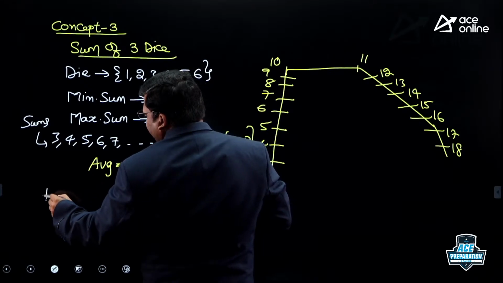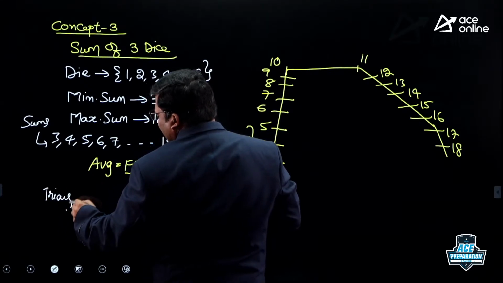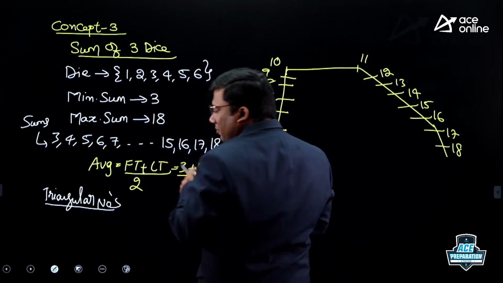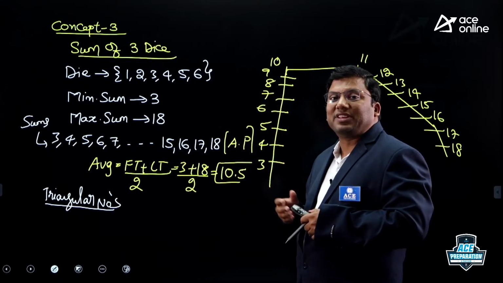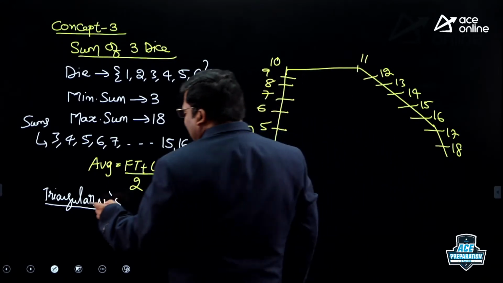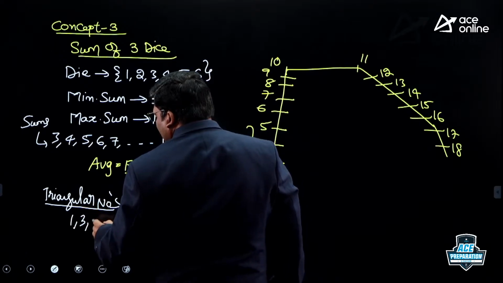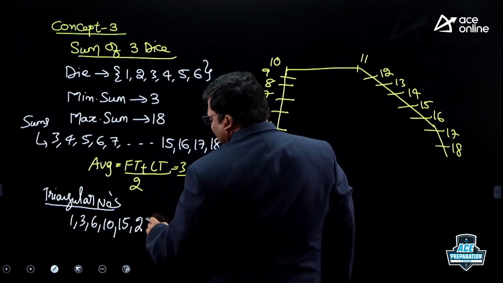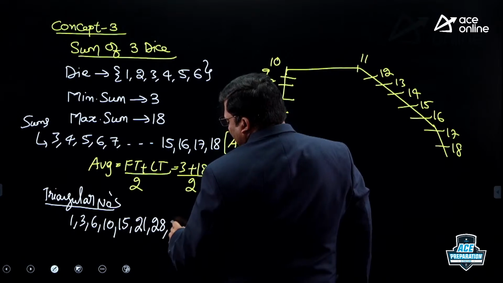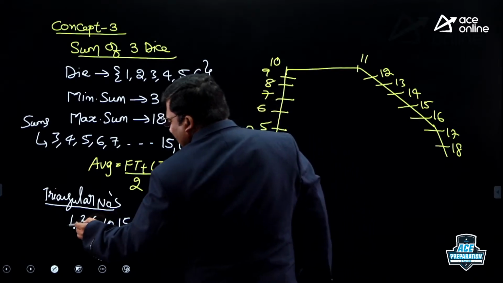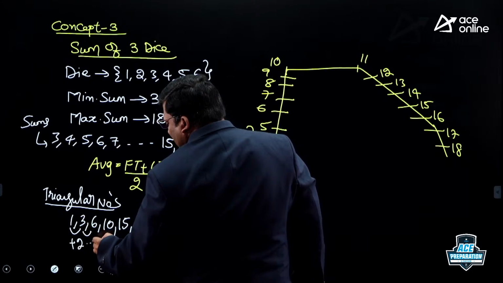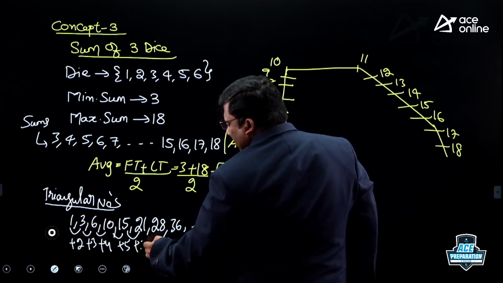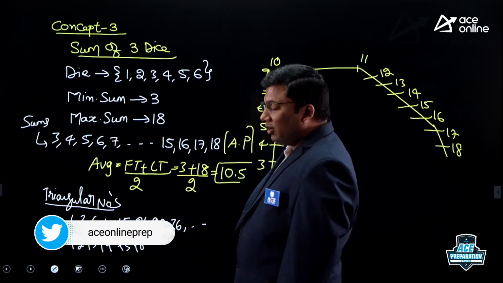There is a series by the name triangular numbers. If you know this series, the sum of 3 dice can be solved very easily. Triangular series is 1, increase 2, increase 3, increase 4, increase 5, increase 6, increase 7, increase 8, and so on. This is a very famous triangular series.